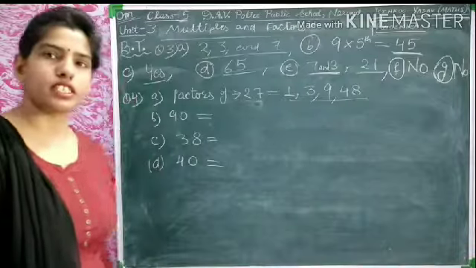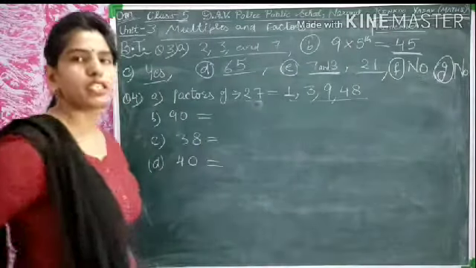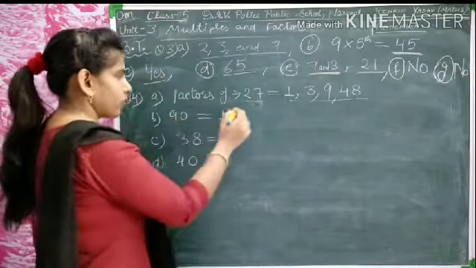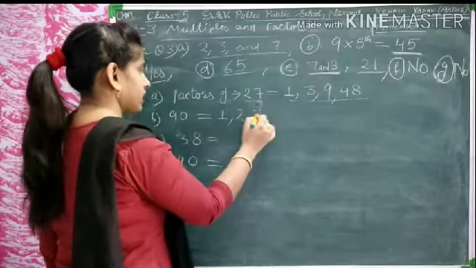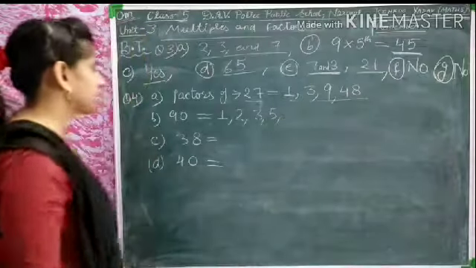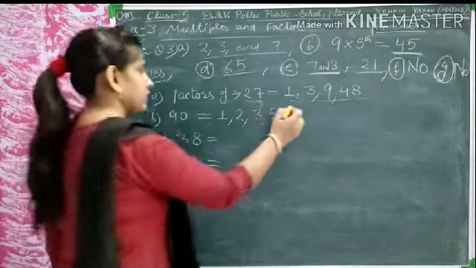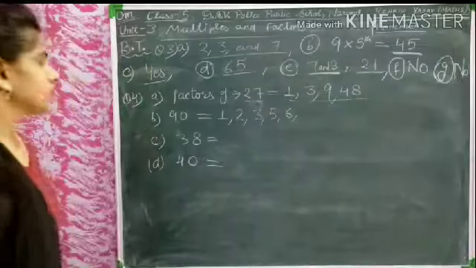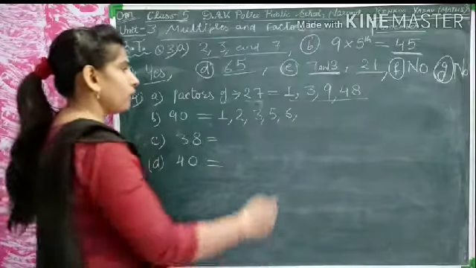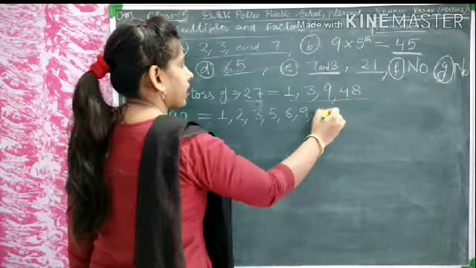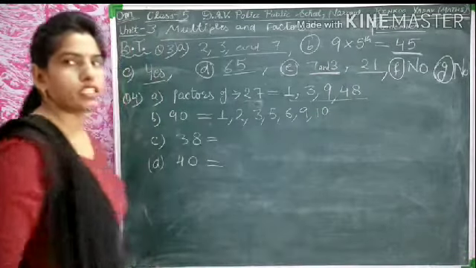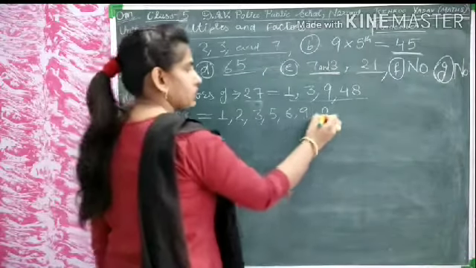Is this clear, students? Now we will go to the part 90. In 90, 1 is a factor, yes. 2 is a factor, yes. 3 is a factor, yes. 4 is a factor, no. 5 is a factor, yes. 6 is a factor, yes. 7 is a factor, no. 8, no. 9 is a factor, yes, and 10 is a factor. After dividing by 9, the quotient is 10. After dividing by 10, the quotient is 9. So the process stops here.